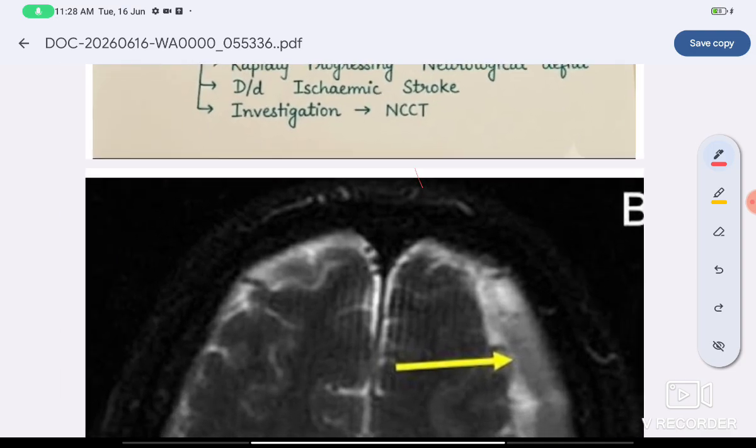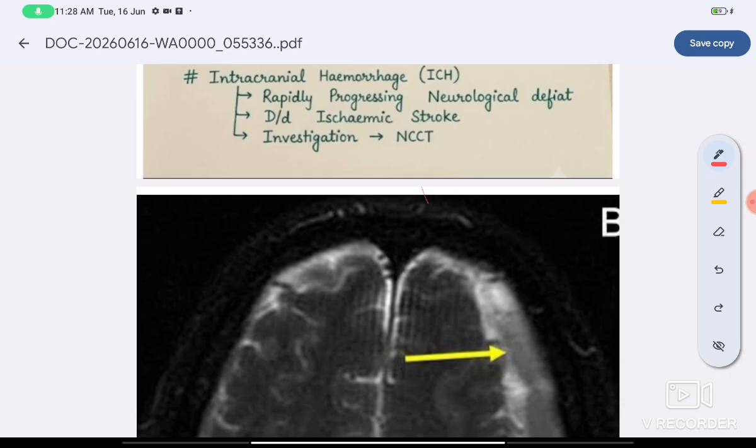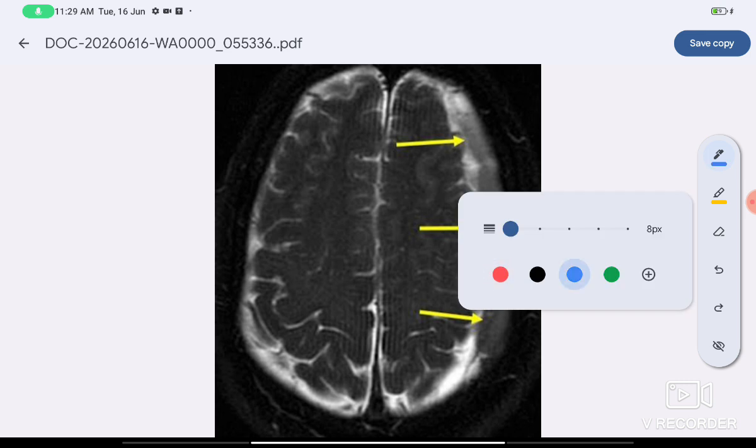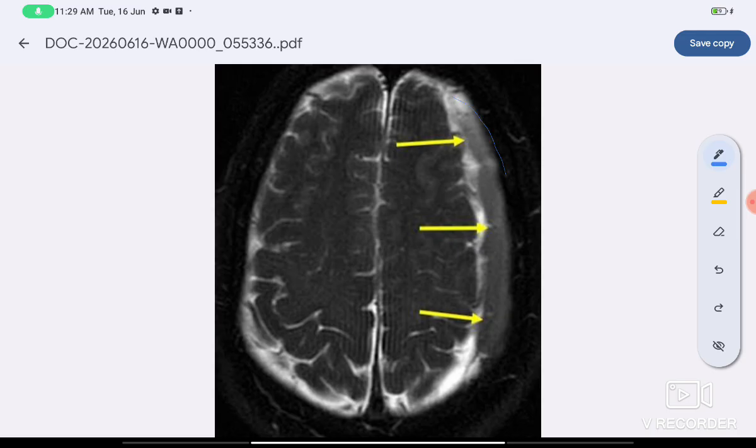You don't have to learn it. There is intracranial hemorrhage. It is characterized by rapidly progressing neurological deficit, which means it rapidly progresses to involve multiple nerves. Differential diagnosis is ischemic stroke and investigation of choice is non-contrast CT scan, which is NCCT. So this is a picture of SDH. As you can see, this is concavo-convex in appearance. It is similar to a banana.